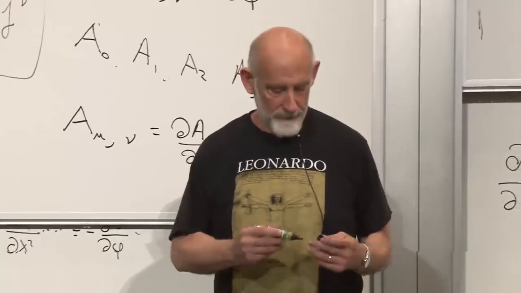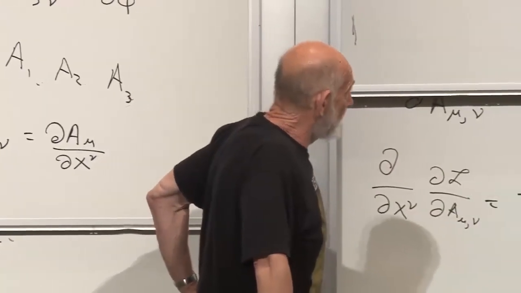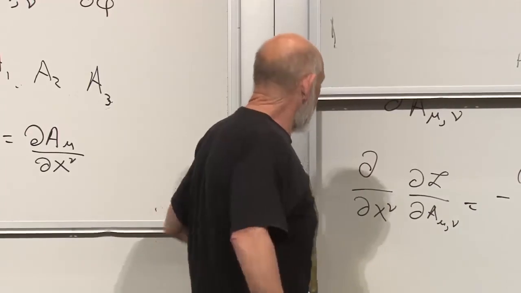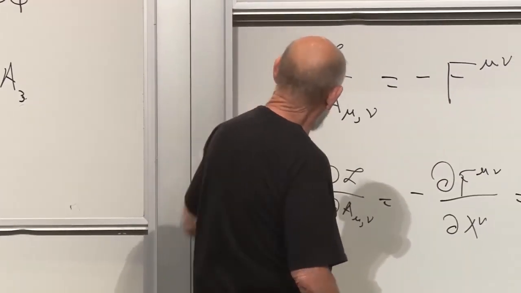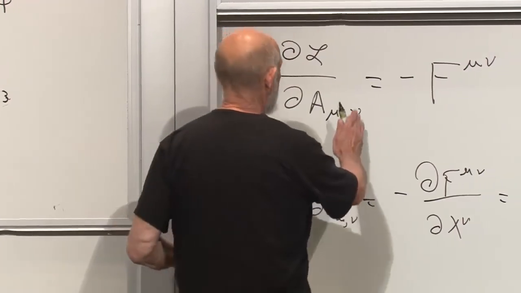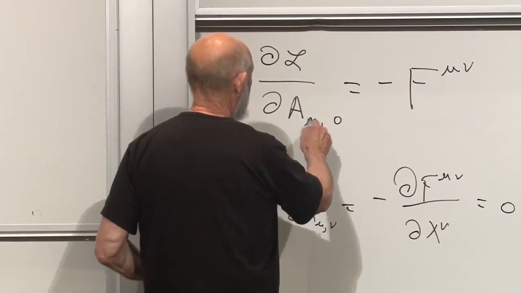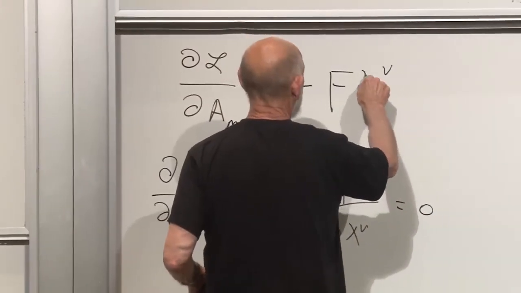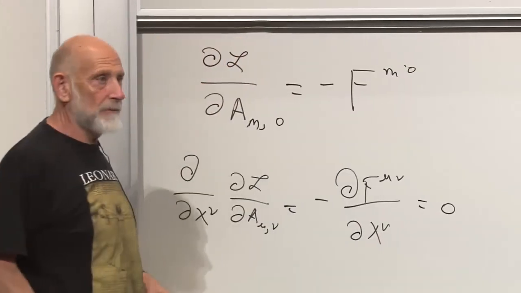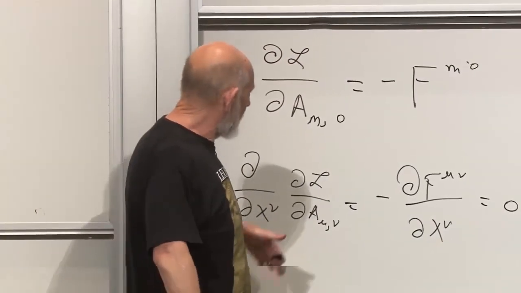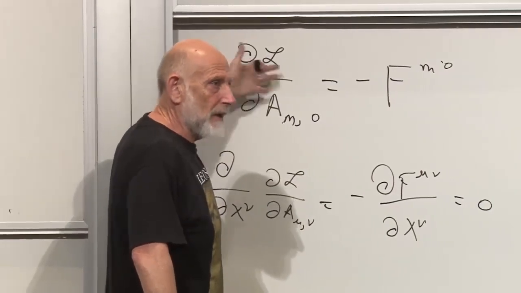You use two space coordinates as an example. If you used one at a time component, you would have gotten the same sort of thing. You would have found dl by d, let's call this naught here, and this m would have been fm naught, which would have been a certain component of the electric field. When I use two space components, I get a magnetic field. When I use one space and one time, I get an electric field.